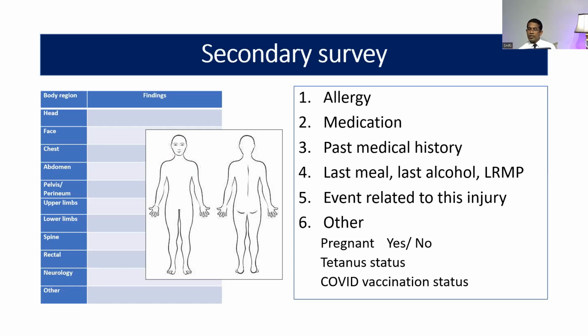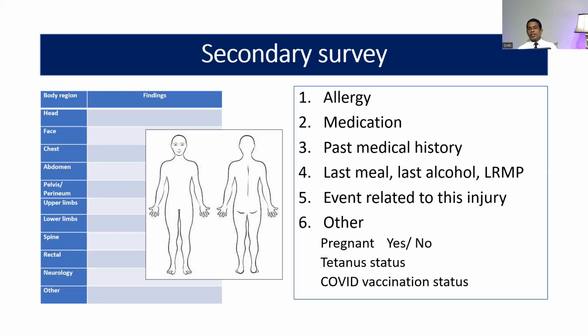If you identify any life-threatening injuries while you're doing the secondary survey, definitely you need to go back to the A, B, C, D assessment, or you need to start from A, B, C, D, and E. Then you need to complete that. Okay, this is how you're going to do it.